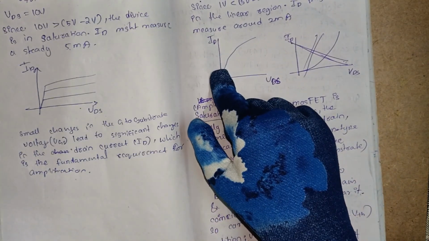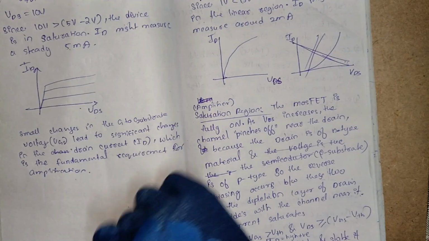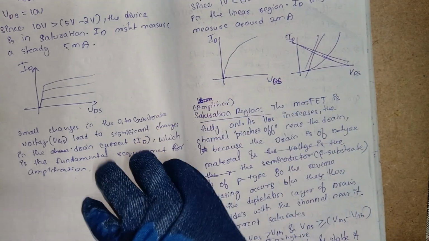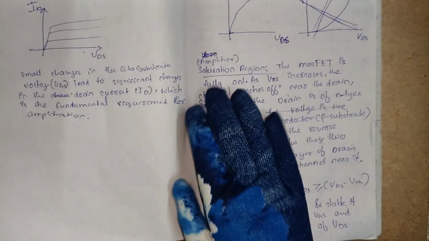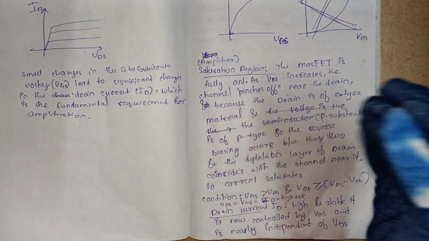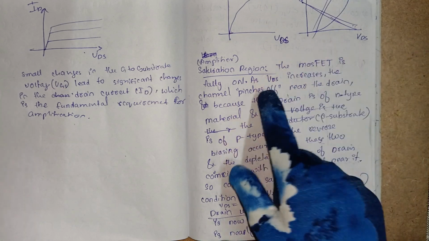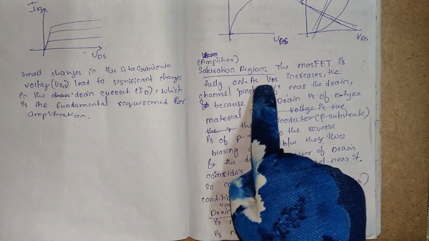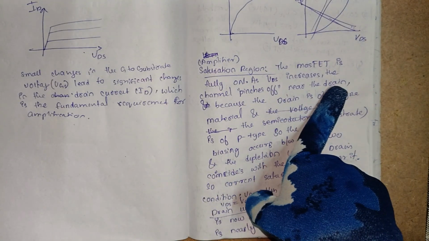So this is the graph between drain current and VDS. It increases linearly with the current. Then the saturation region. In the saturation region, the MOSFET acts as an amplifier. So how we will see now, the MOSFET is fully on. As VDS increases, the channel pinches off near the drain.